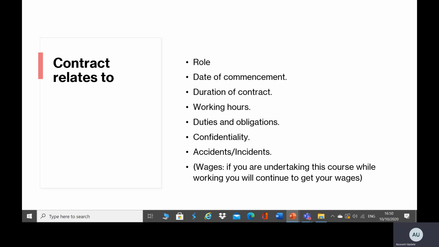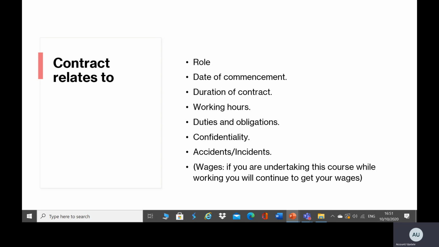Now you can start off. This contract relates to, and you list these. You can add more of them. You can take some out of it. The role. Now we'll continue with this later. The role. What is the role? Your role. You are in as a student, so that is your role for the work experience. You might be working there. You could be working there for 10 years, and now you are. But while you're doing this, you're a student. So you will list these, and I want you to list them. Role, date of commencement, duration of contract, working hours, duties and obligations, confidentiality, accidents, incidents.